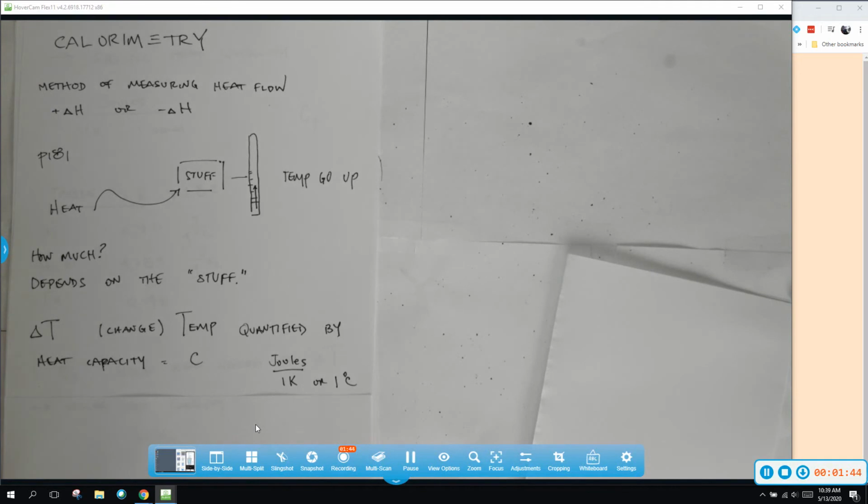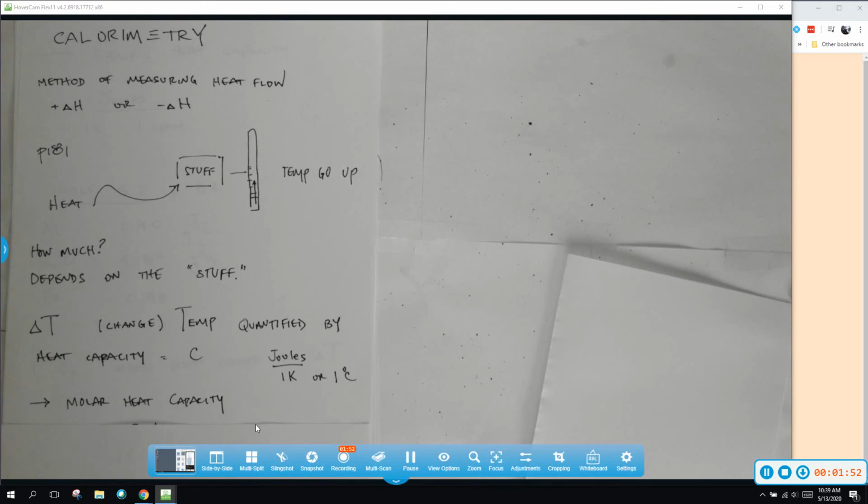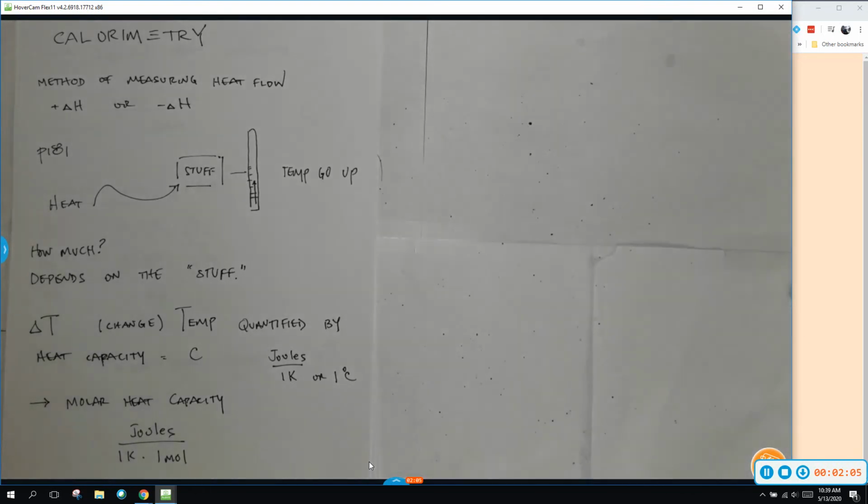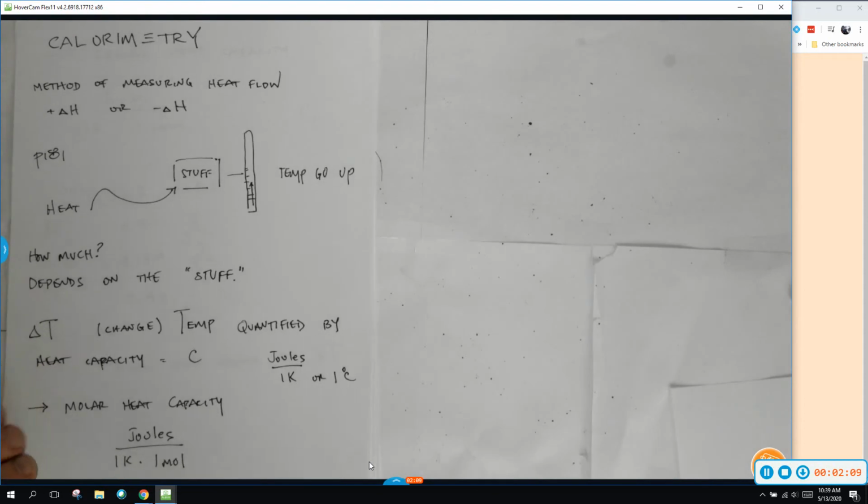Well, there are two widely used measurements of heat capacity for substances. One is called molar heat capacity, and molar heat capacity is the amount of joules or energy needed to raise 1 mole of a substance 1 Kelvin. You can see that there's a 1 mole down here. That's the molar heat capacity of something.